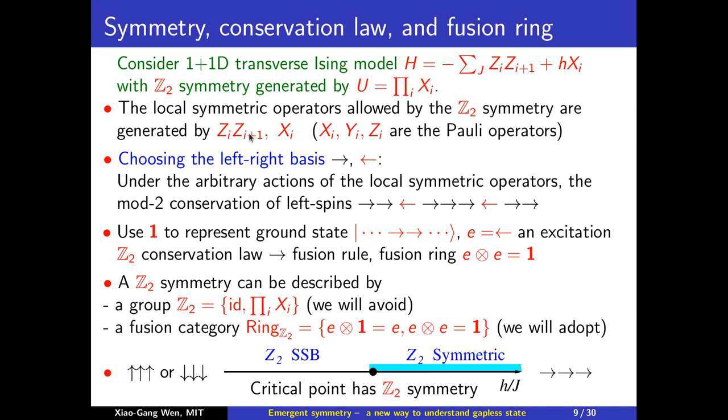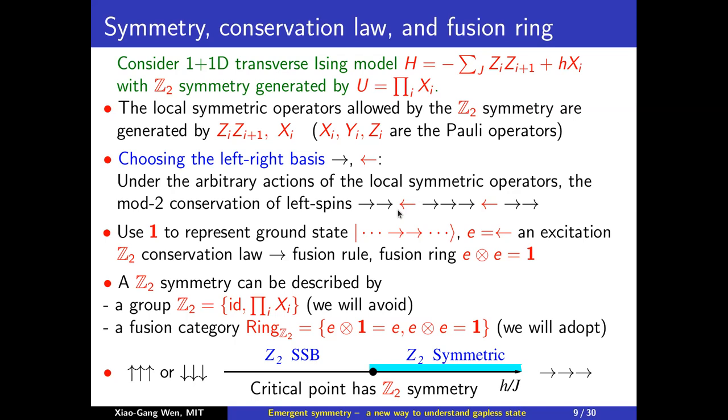Okay, so with this operator point of view, we can understand the symmetry in the following way. First, we can take this left-right basis, like a spin on the left or right direction in the X direction. We think of all the spins to the right as my reference state, which means nothing. Then we have a few flipped spins, these left spins, and we view them as some kind of excitation. Then we ask what happened to those left spins.